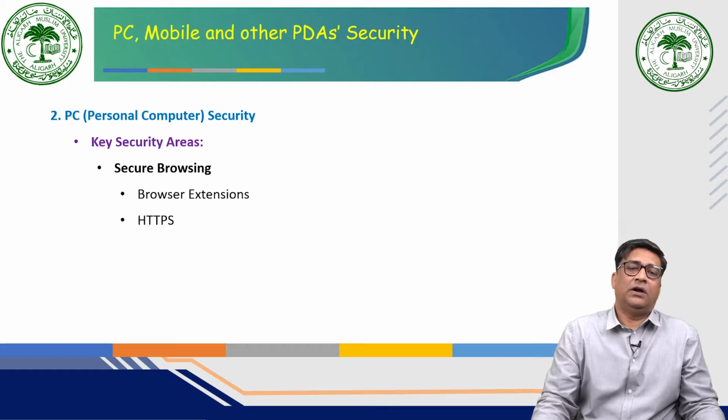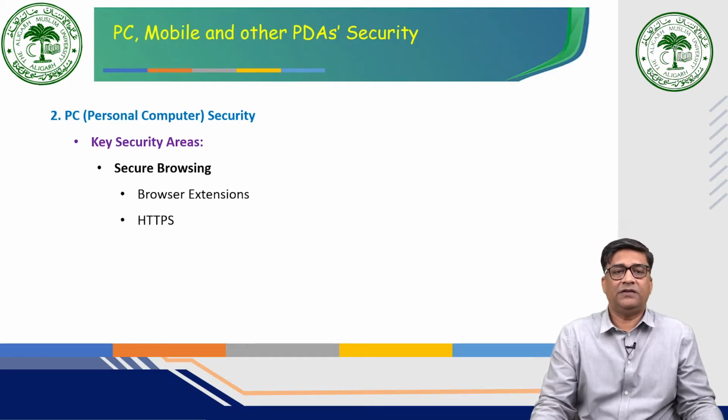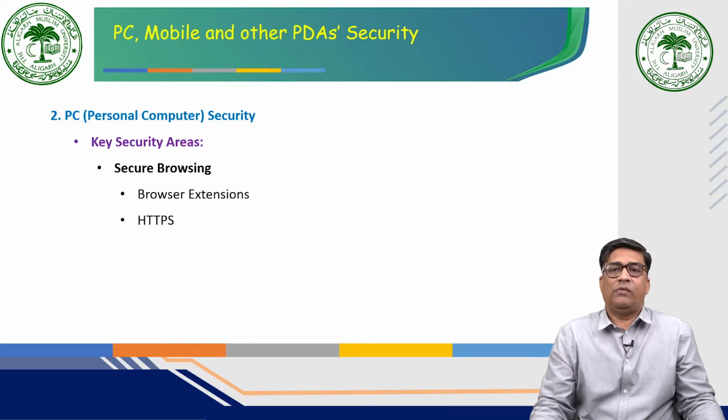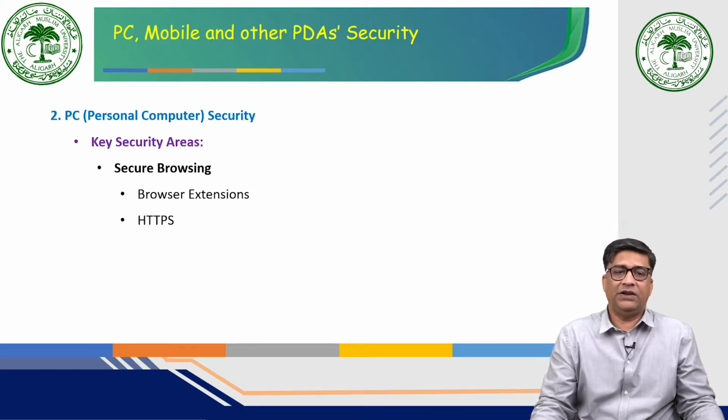When doing online browsing activities, we have to ensure that we use secure browsing features. Browser extensions that enhance security, such as ad blockers and anti-tracking tools, can be used to enhance PC security and secure browsing habits. And also we have to ensure that the websites we are accessing are HTTPS, so that the data we transmit is encrypted between our browser and the server.